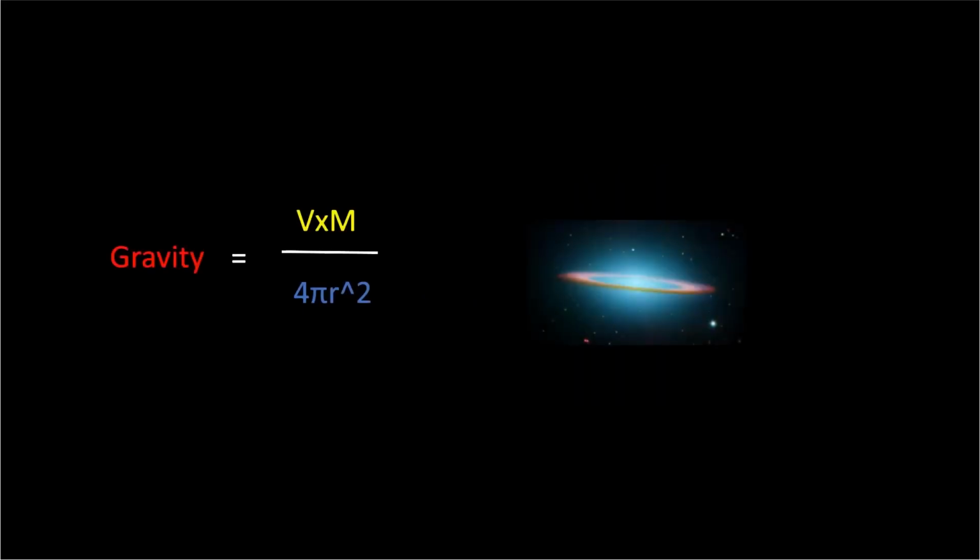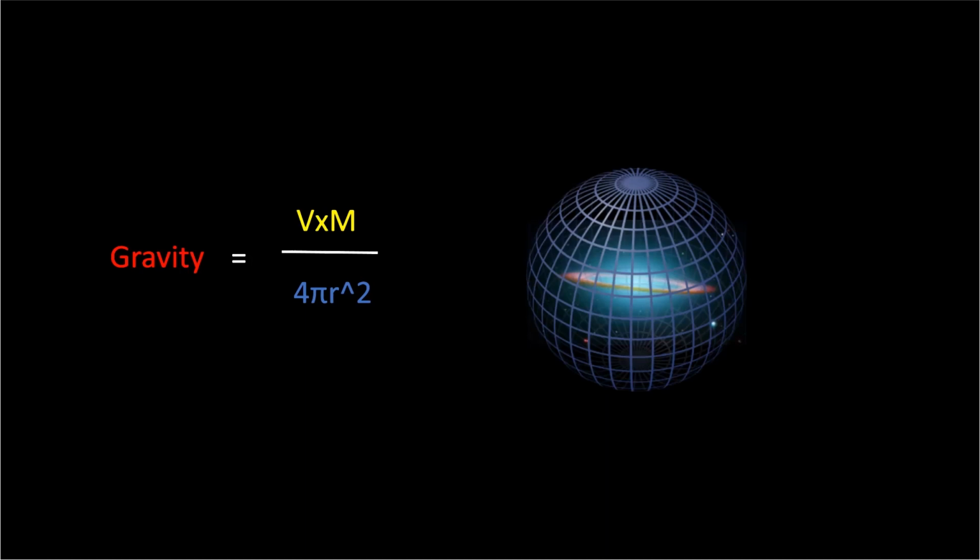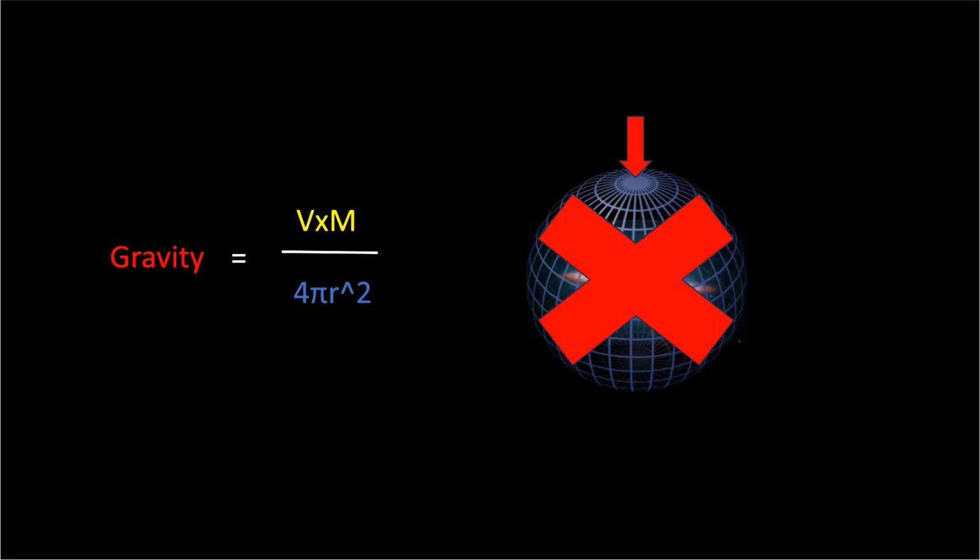But what about if we're trying to calculate the gravity around a galaxy? Well, when we use our formula for the surface area of a sphere on a galaxy, it doesn't work. In fact, no formula calculates the force of gravity around a galaxy, but that's because the galaxy is not a sphere. So if we're trying to calculate the surface area of a sphere around a galaxy, it doesn't work.